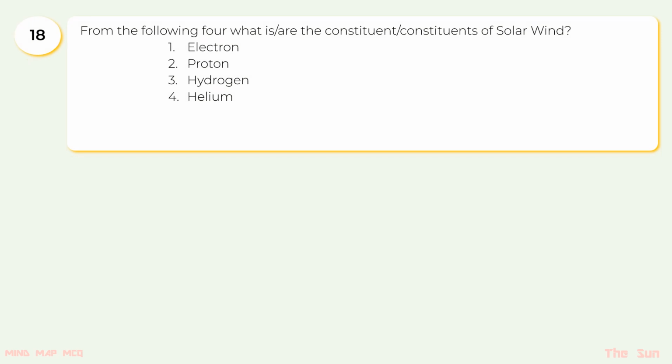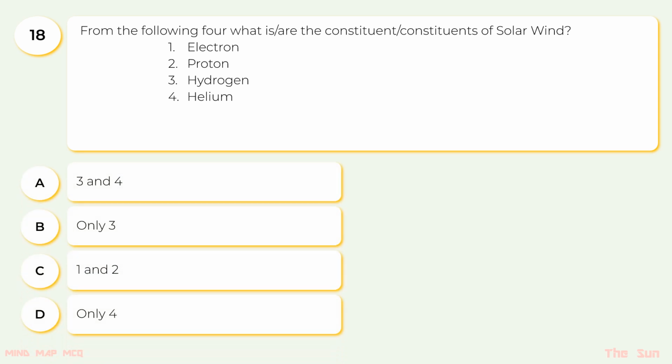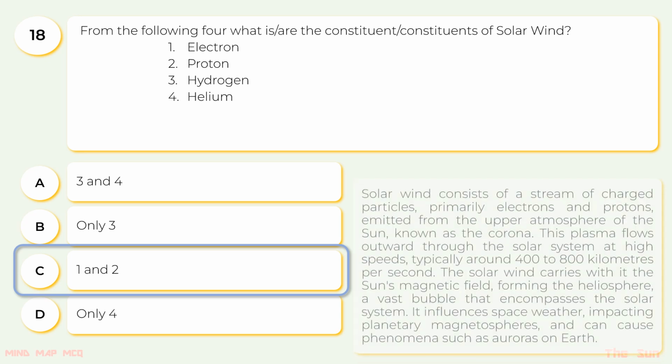From the following four, what is or are the constituent or constituents of solar wind? 1. Electron, 2. Proton, 3. Hydrogen, or 4. Helium? 3 and 4, only 3, 1 and 2, or only 4? The correct option is 1 and 2, that is electron and proton.